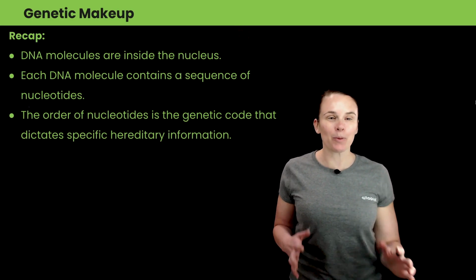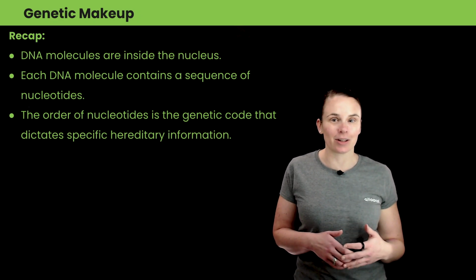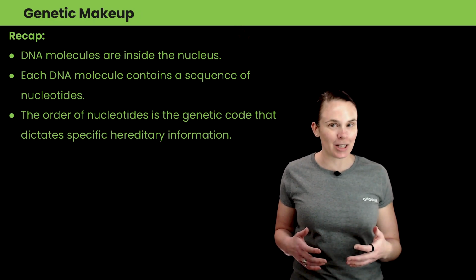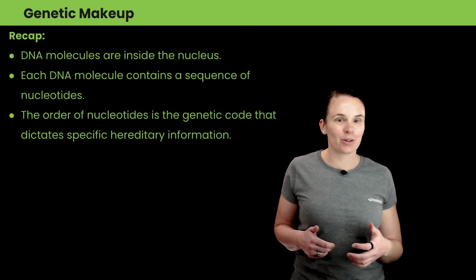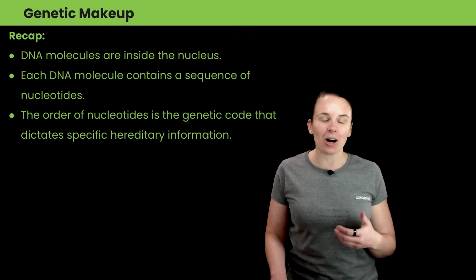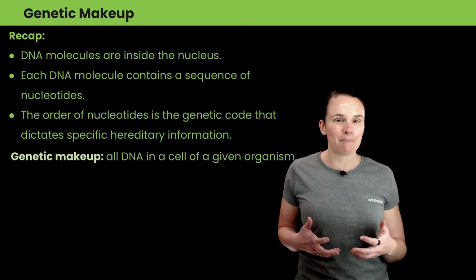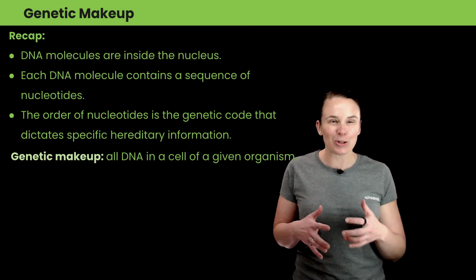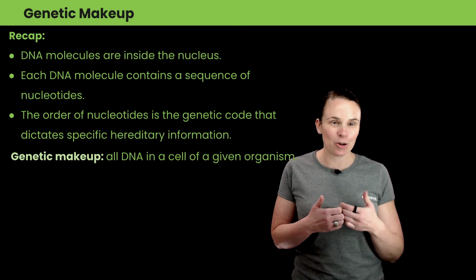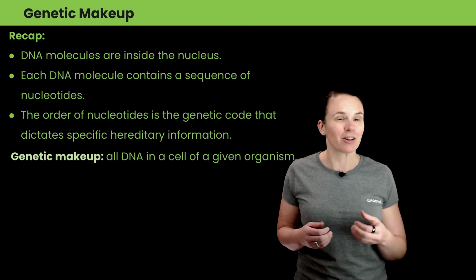So let's recap what we know so far. We know that DNA molecules are inside the nucleus. We know that each DNA molecule contains a sequence of nucleotides, and that the order of those nucleotides is the genetic code that makes you you. And all that DNA in an organism, we call it a genetic makeup. And so what's cool about that is my genetic makeup, what my DNA makes me who I am, and your genetic makeup is what makes you who you are, uniquely you.